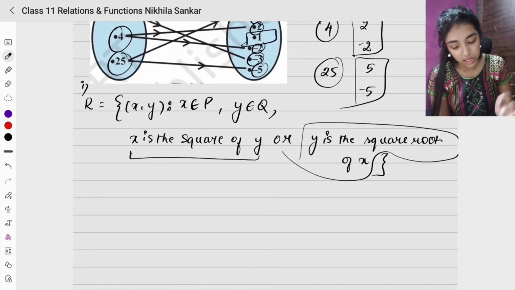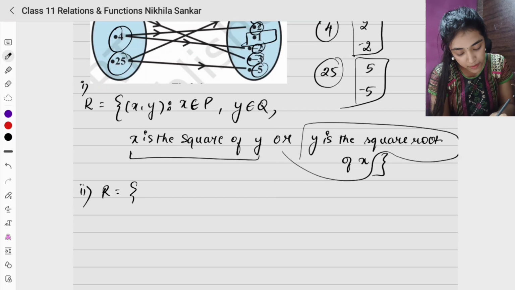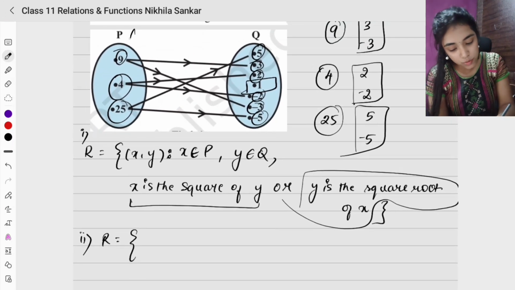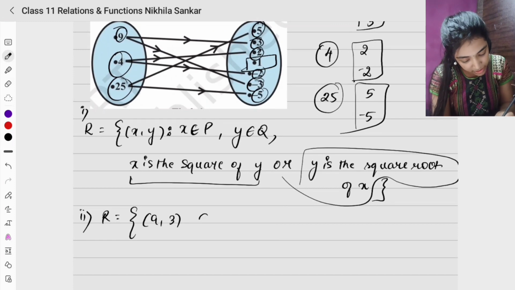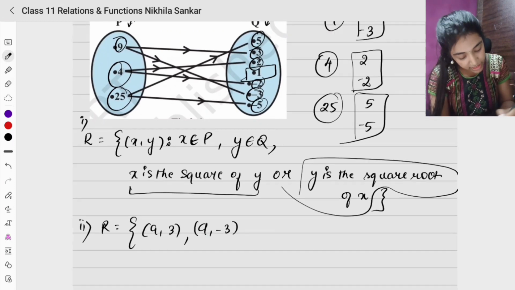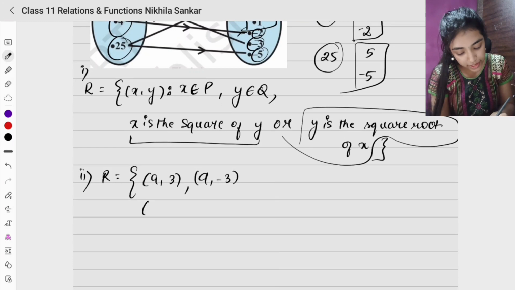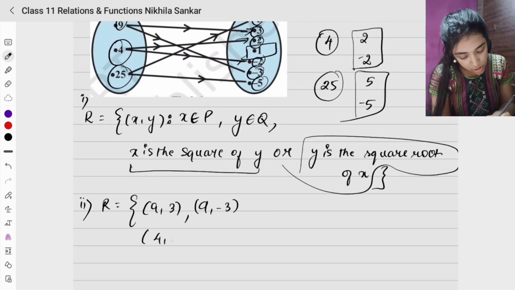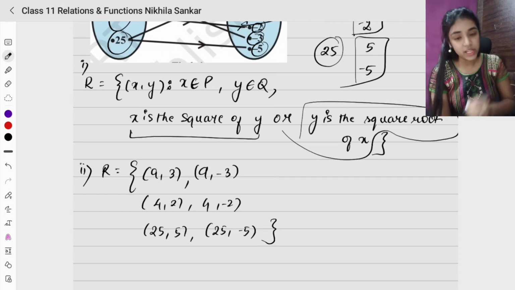Now the roster form. What is my roster form? It is going to be the general way of writing the ordered pairs. So the relation is going to be x, y, where x has to belong to P and y has to belong to Q. Correct? So I'll write 9 comma 3, 9 comma minus 3. 9 is related to 3 and minus 3. It is linked to 3 and minus 3. You see the arrow mark here? Okay? So I have 9 comma 3, 9 comma minus 3, 4 comma 2, 4 comma minus 2. Then I have 25 comma 5, 25 comma minus 5. So this is my roster form.